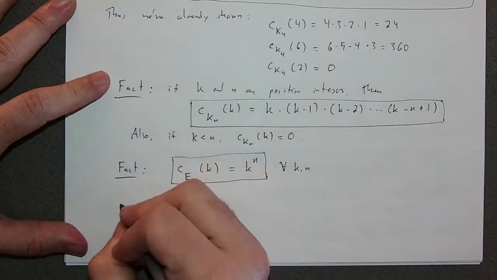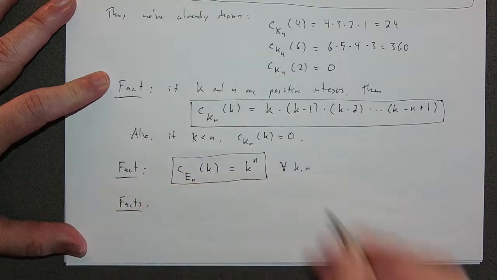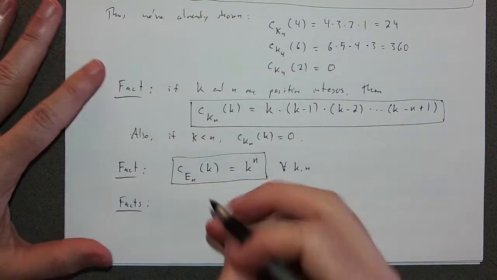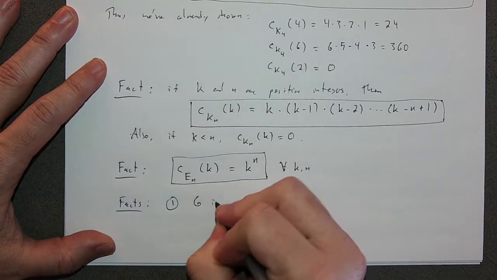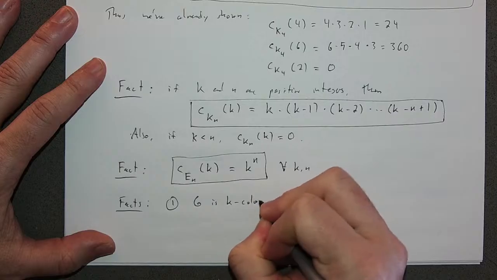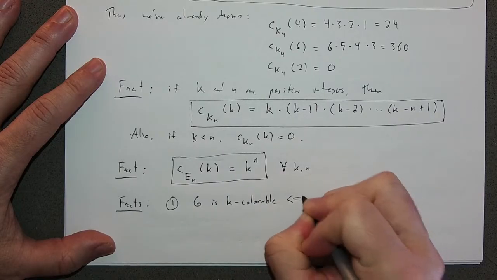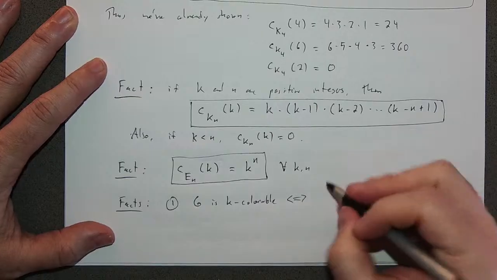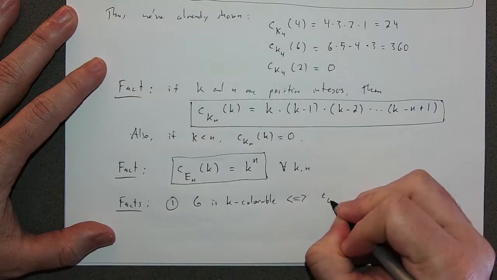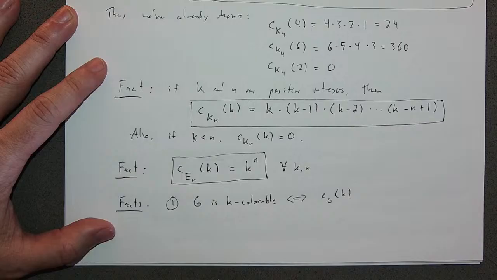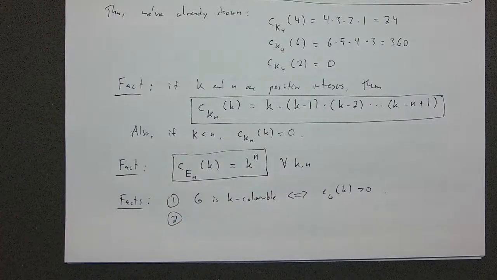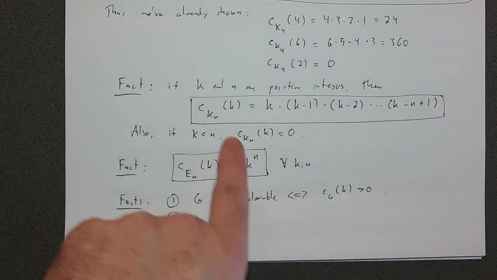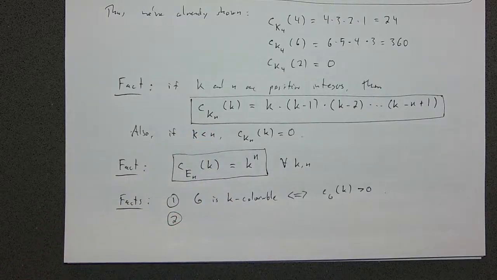Some other facts that you can quickly unpack from the definition. So here's another one. G is k-colorable if and only if this number C sub G of k is greater than 0. Consider why this number was 0 in this case, for complete graphs.